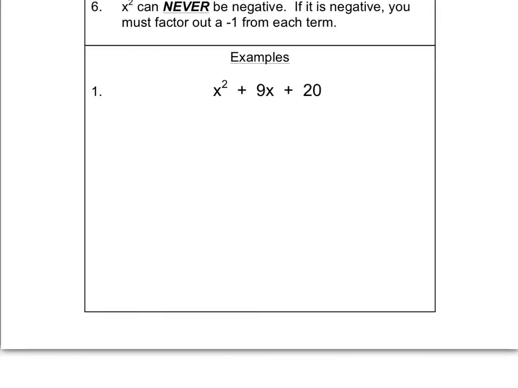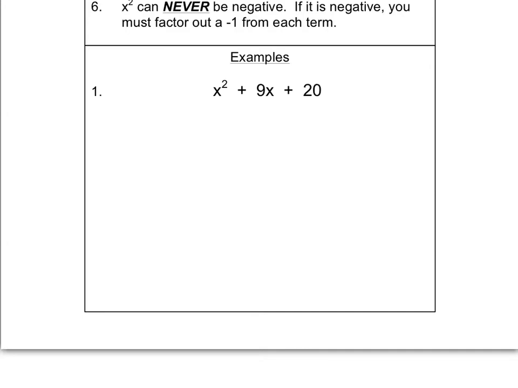Now, first thing you have to figure out here, we've got x squared plus 9x plus 20. We've got a trinomial, and I need to figure out what a is and what c is. Again, a is always the first term, the number in front of x squared. If there's no number there, remember, a is going to be 1. C is always the last term, and c in this case is going to be 20.